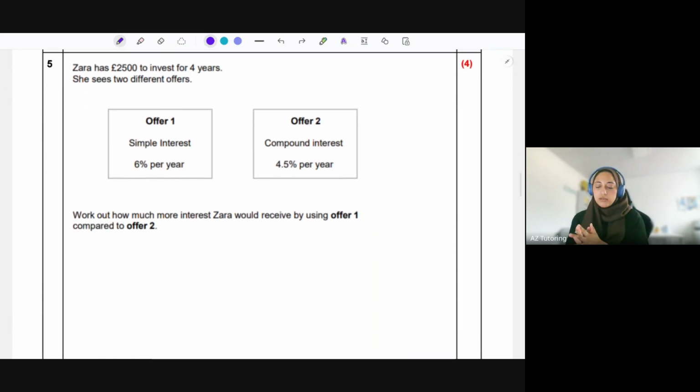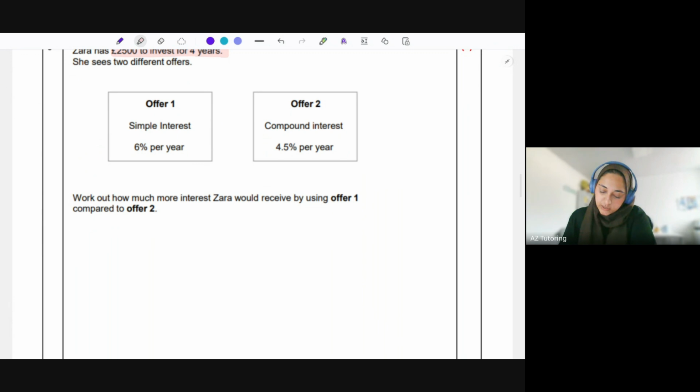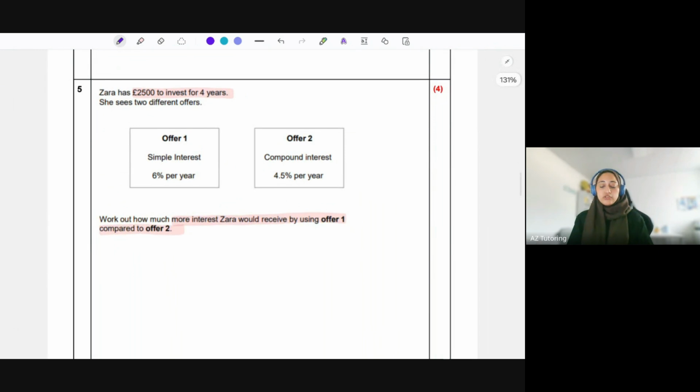Okay, moving on, simple interest and compound interest. So Zara has £2,500 to invest for 4 years. She sees 2 different offers. So we can see simple interest one, and we've got a compound interest one. Work out how much more interest she would receive using offer 1 compared to offer 2. So we want to work out how much interest she's getting from both of these. So let's start off with offer 1.